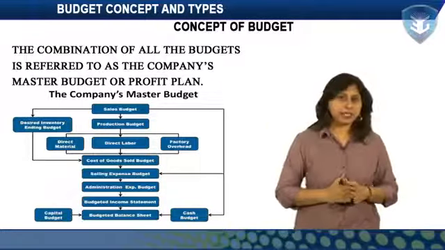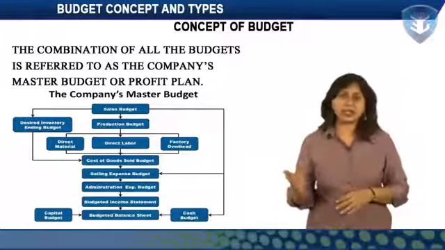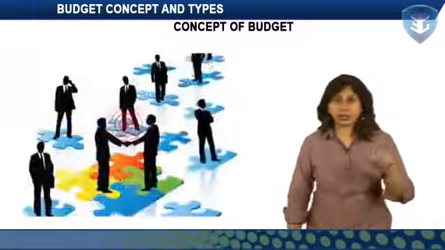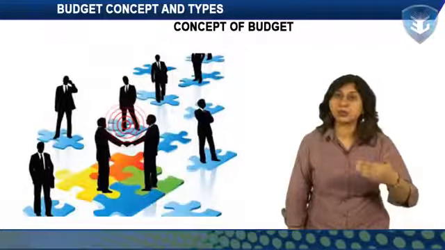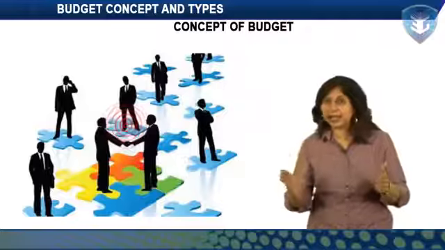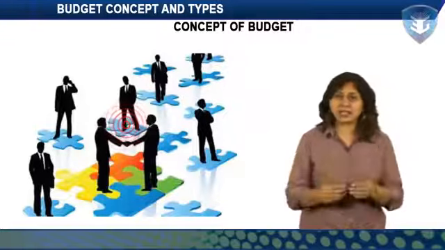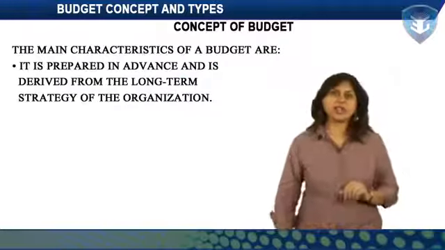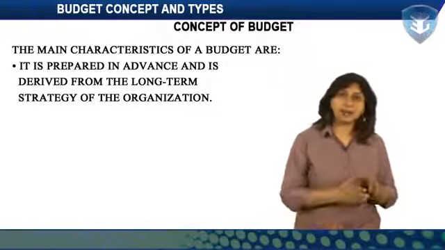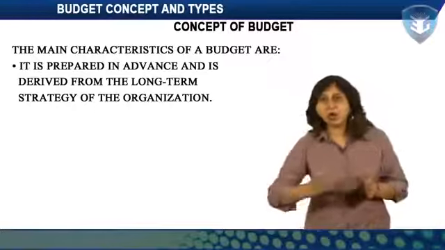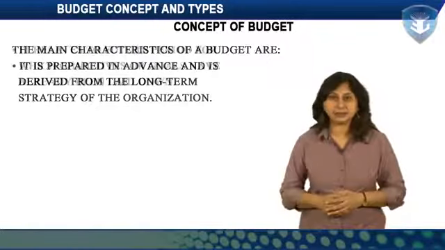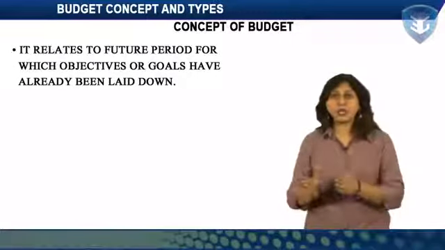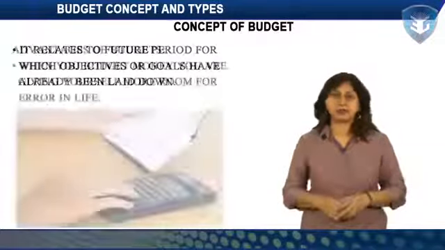Budgets help management decide which activities it will undertake and how the company's resources will be used. Budgets can also assist in controlling the actual costs because managers realize that the costs of their activities will be compared to the budget. The main characteristics of a budget are: it is prepared in advance and is derived from the long-term strategy of the organization. It relates to a future period for which objectives or goals have already been laid down.